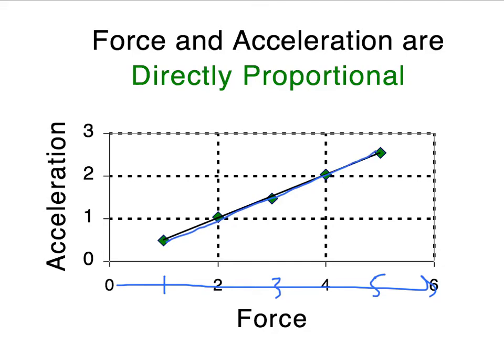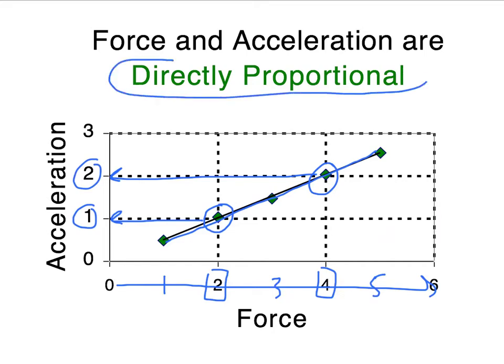Not only that, but he realized that if you were to double the force from, say, 2 to 4, the rates of acceleration, which is 1 here, also double. So going from 2 to 4 newtons of force caused the acceleration to go from 1 to 2. Double the force, you get double the acceleration. This has a name for it. It's called directly proportional. And I would like you on your paper to write down a definition for directly proportional.